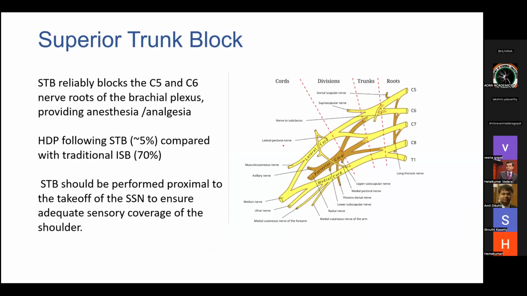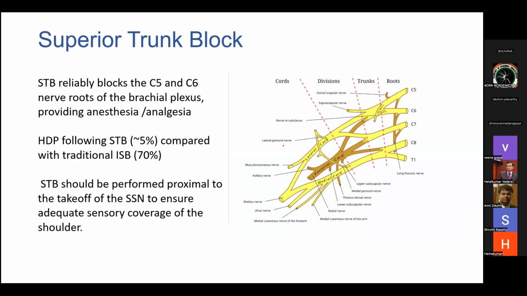The other block for clavicle surgery is the superior trunk block. It is a reliable block. We are blocking the C5, C6 nerve roots of the brachial plexus. It provides analgesia as well as anesthesia for surgery. The hemidiaphragmatic paralysis risk is approximately 5% when compared to the traditional interscalene block.